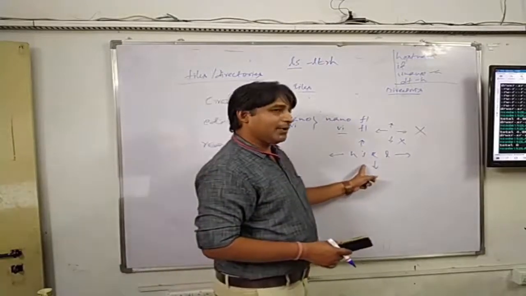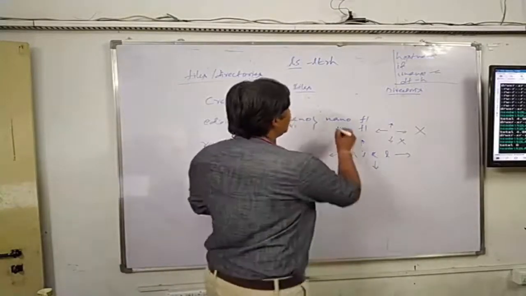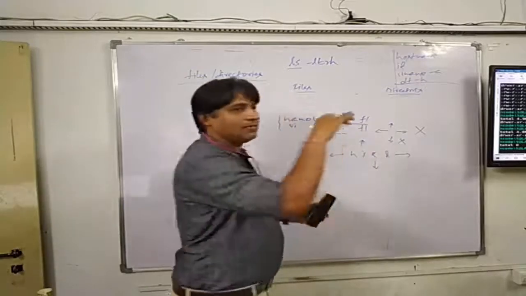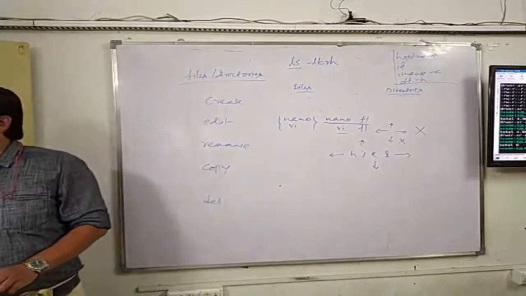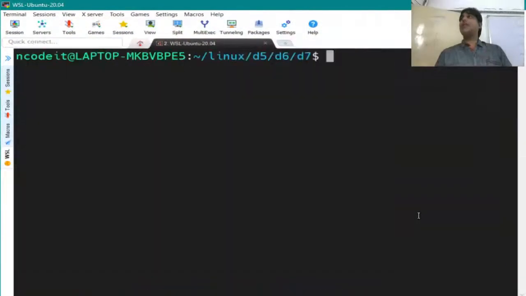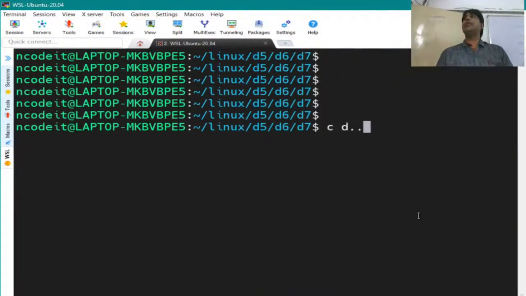Now, if you are not comfortable with this thing, you can use nano. It works like a notepad. So you open a file using nano. Let's go back to the file we have created. cd dot dot. Where do I go?